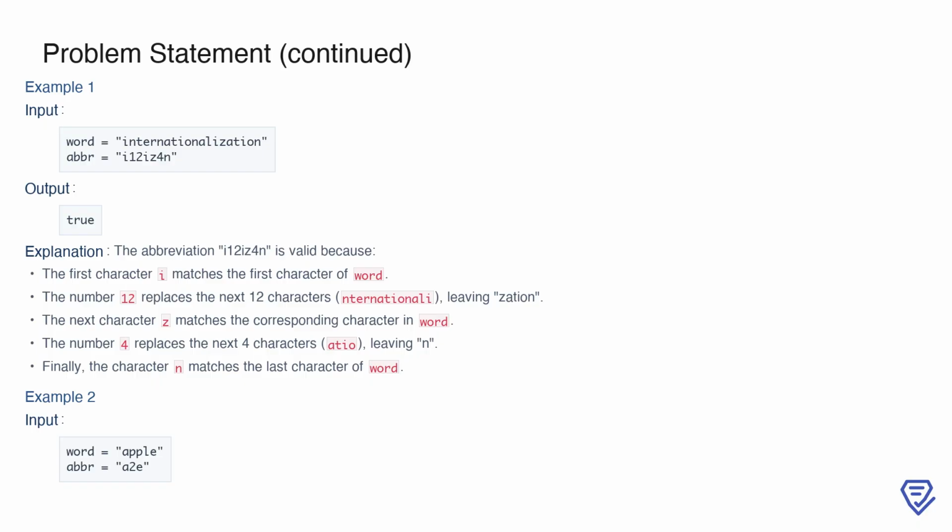The next character Z in ABBR matches the corresponding character in word. Then, the number 4 skips the next 4 characters, ATIO, leaving N. Finally, the last character N in ABBR matches the last character of word. Since all parts of ABBR align correctly with word, the result is true. This example demonstrates how numbers in ABBR can be used to skip multiple characters in word.